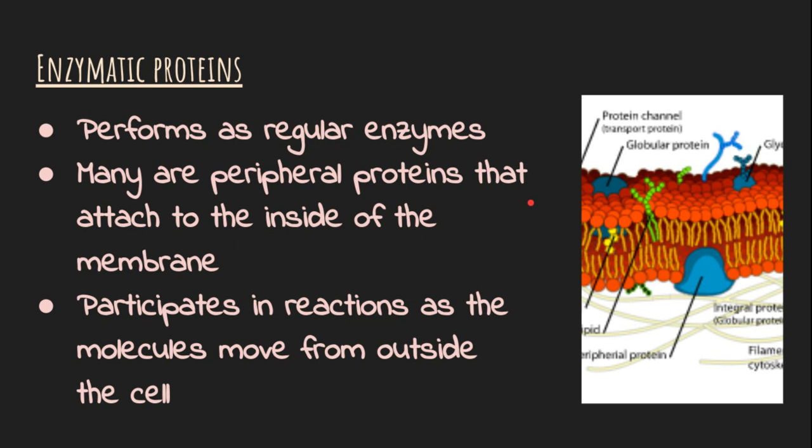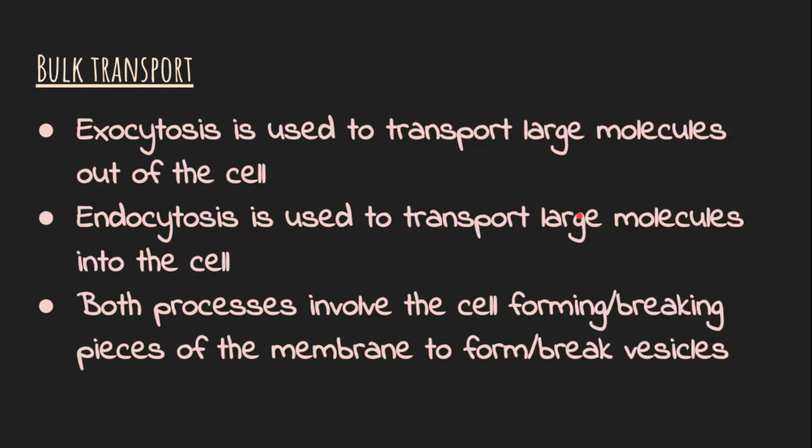Another type of protein is called enzymatic proteins, and they will usually be peripheral. There can be integral enzymatic proteins, but oftentimes they are going to be peripheral, and they're just going to have the regular function of an enzyme. They'll participate in as many reactions as they can. Oftentimes they will participate in reactions that have substrates that are either leaving the cell or entering the cell, which makes it really convenient because they're right there by the cell membrane.